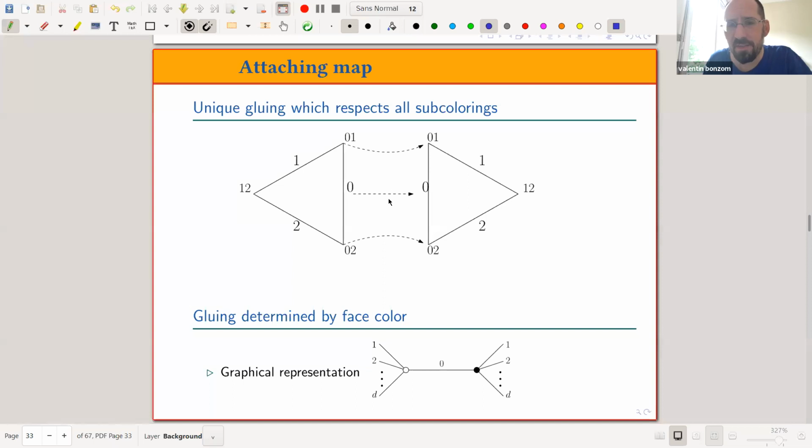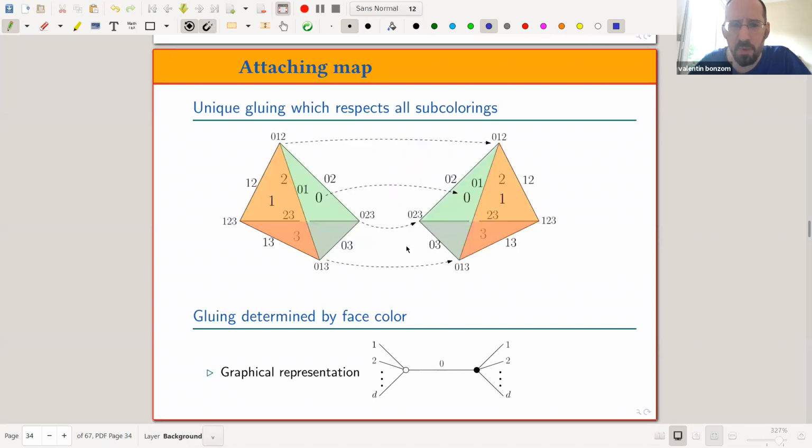But if you just say that, you might have several ways to do that, because you send this vertex to here or to here. Well, you do it in the way that respects all the subcolorings. So this vertex has a pair of labels, which is the pair 0, 1. So you have to send it to the other vertex of color 0, 1 on the right. So do not map it to 0, 2. 0, 2 on the left is mapped to 0, 2 on the right, okay? So you look at the colorings of the subsimplices, the subcolorings.